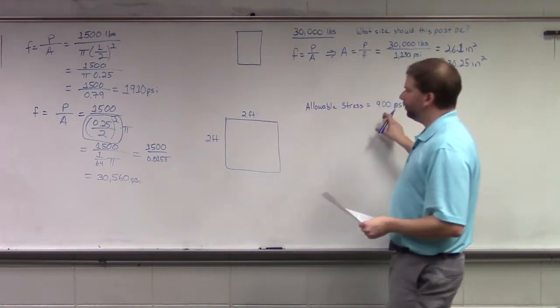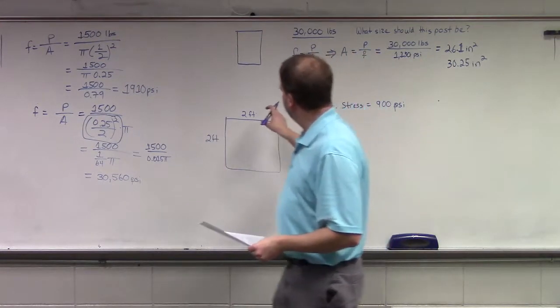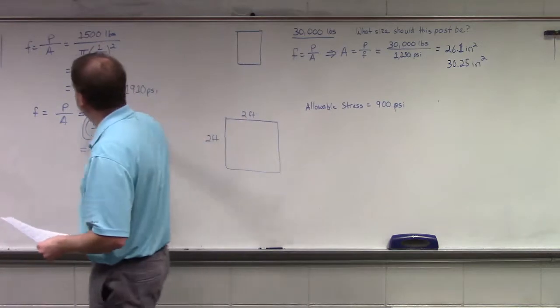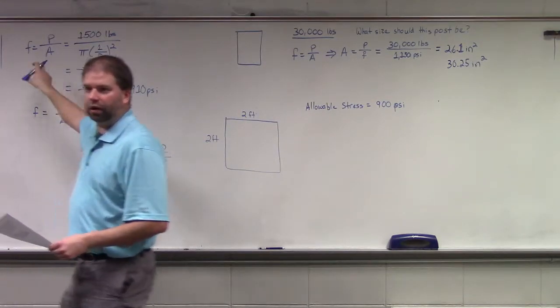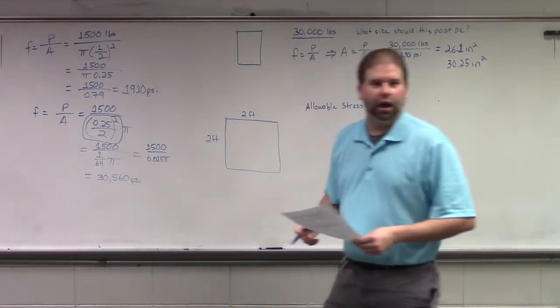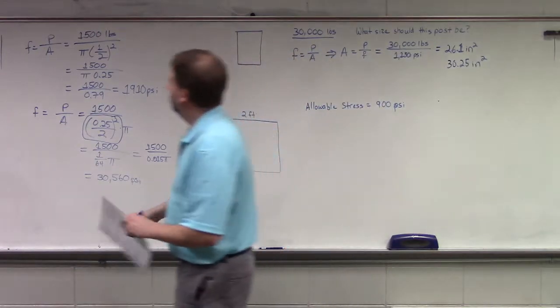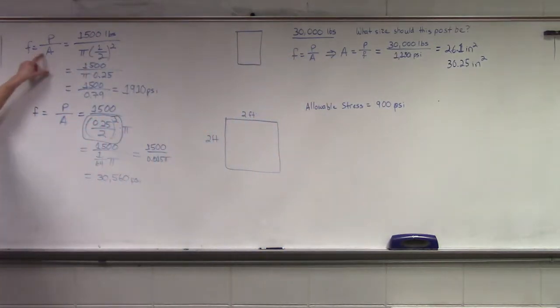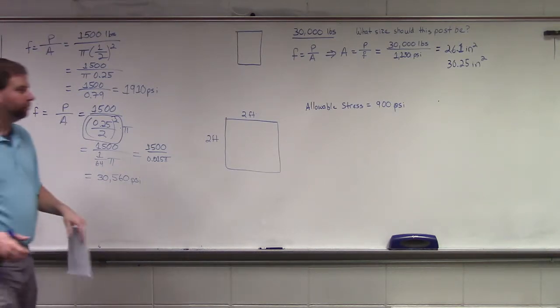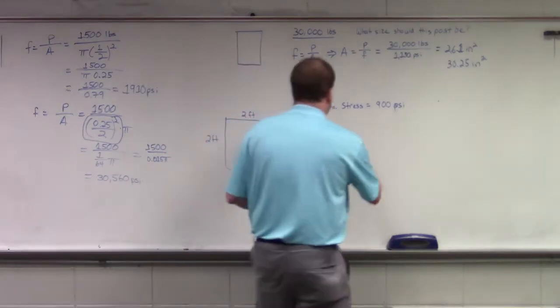So, we know our stress, we know our area, so what do we need to do to manipulate our equation to figure out what's going on? Multiply by area. We need to multiply our stress by our area to tell us what our load is that we can put onto this footing.